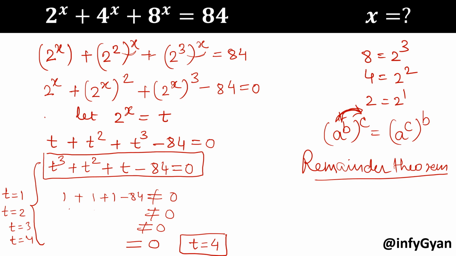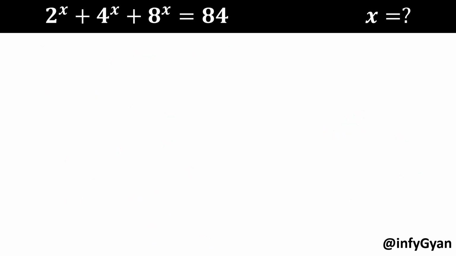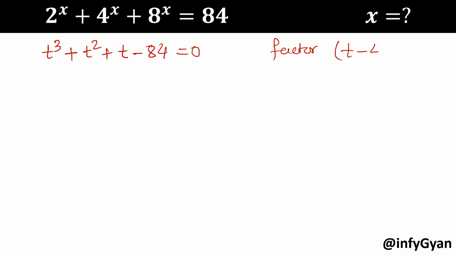That means, in other words, we conclude t minus 4 is one factor of the equation. Okay, so let's consider the remainder theorem. t cube plus t square plus t minus 84 is equal to 0, and one factor is what we just calculated, t minus 4. Now what will we do in the remainder theorem?